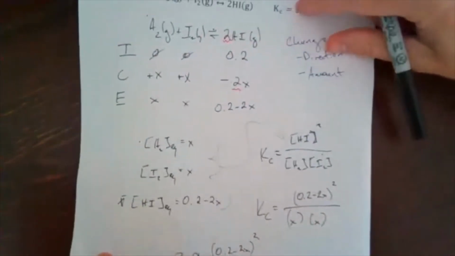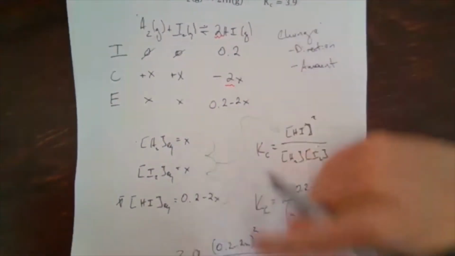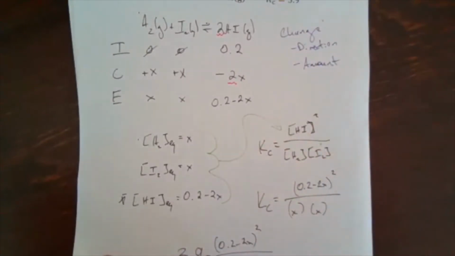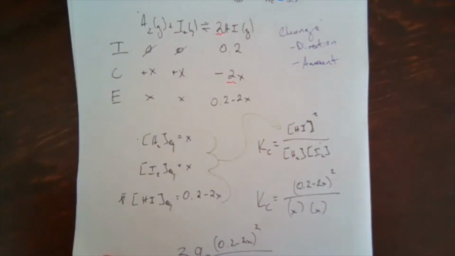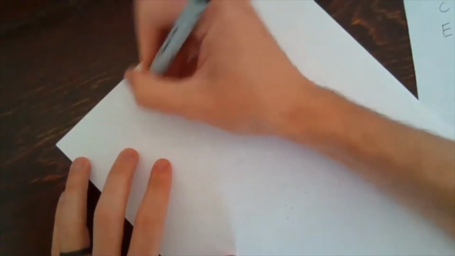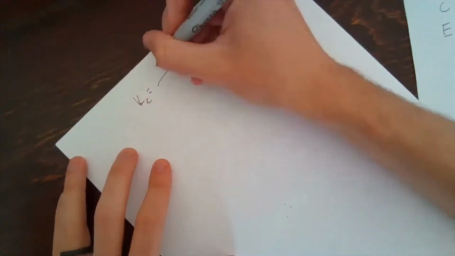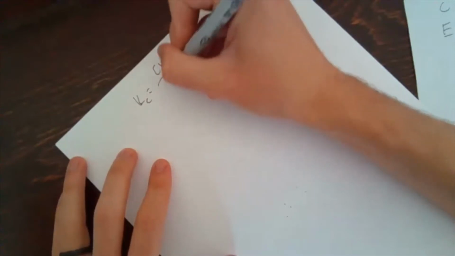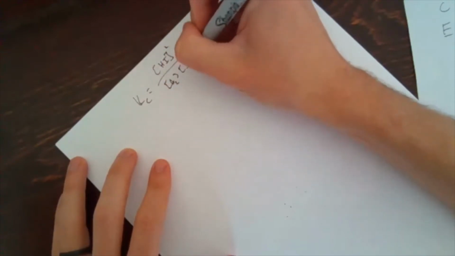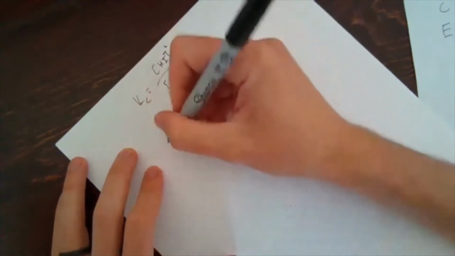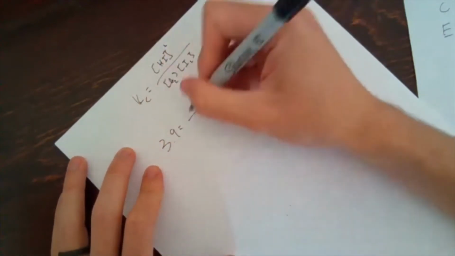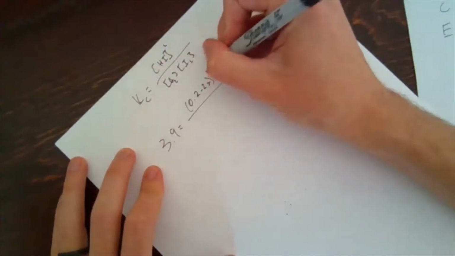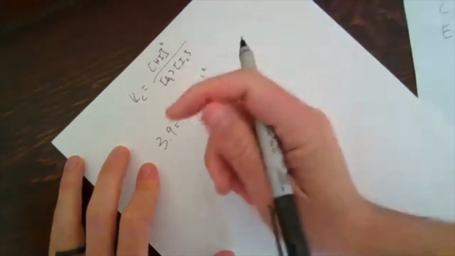All right, so Kc is given to us here. And if you know that value for Kc, you can solve this and figure out your amounts at equilibrium. All right, so let's do that. So the overall expression was Kc is the concentration of HI squared over the concentration of H2 times the concentration of I2. We had 3.9 is equal to (0.2 minus 2x) squared over x times x.